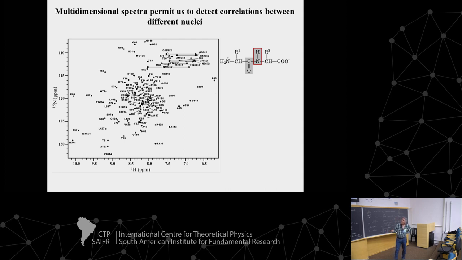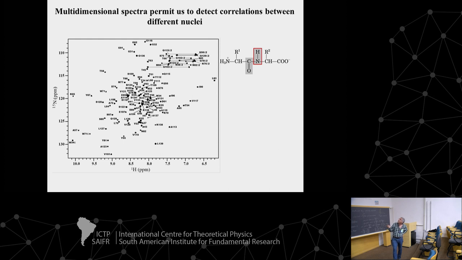Okay. So you can do several different experiments where you can correlate the signals of hydrogens and nitrogens. Here, this is a common 2D spectrum where the hydrogen signal is correlated with the nitrogen signal. What we're seeing here is a peak for every hydrogen that's bound to a nitrogen. In proteins, each amino acid has one NH group in the backbone. Some amino acids also have side chains with NH groups, okay? So you can get a signal for every NH group in the protein. This is almost like a fingerprint of the protein in this kind of experiment.